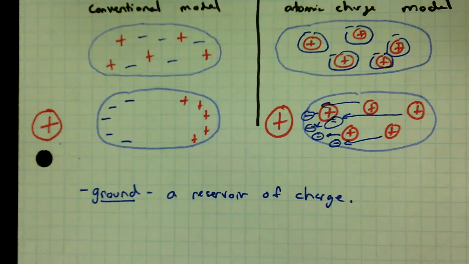The ground is a reservoir of charge. It's got so many different positive and negative charges on it that I can take charges out of the ground, or I can put charges into the ground, and the ground doesn't care. It's so gigantic. So you've probably heard this idea before that electricity wants to get to ground. Why does electricity want to get to ground?